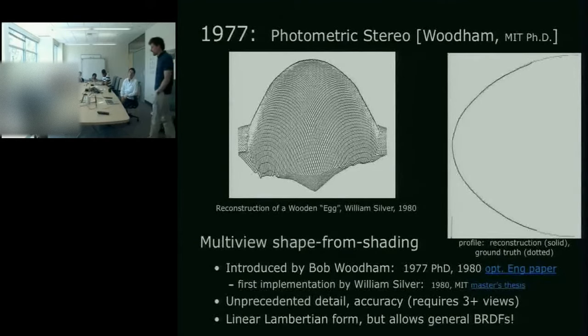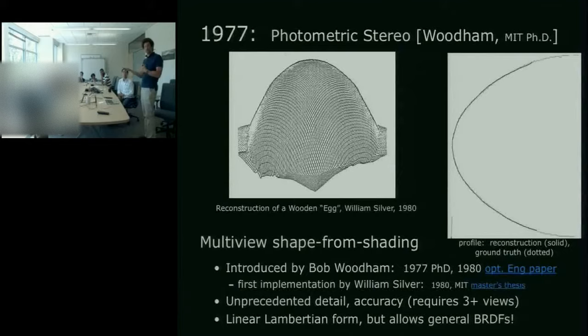So the key idea is that if instead of taking just one image, you take, say, 3 images of the same scene from the same viewpoint but under different illuminations, those 3 images give you enough cues that you can reliably extract shape. And this works really well. So this is Woodham's PhD thesis. Bob Woodham was a student of Berthold Horn's. And this has an interesting history as well.